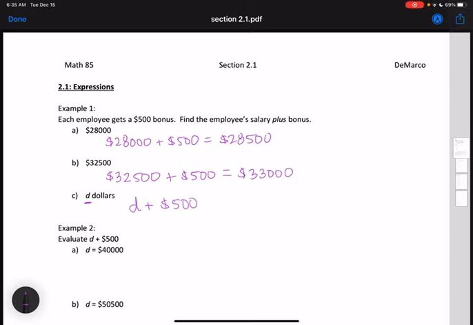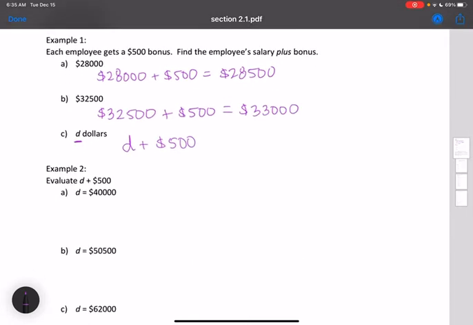Okay, and we don't have to worry about it equals Y or equals X or something because that would be an equation and we're just looking at expressions. So equations have an equal sign, expressions don't. In parts A and B, we had the equals just because we were simplifying it. Okay, so it's still an expression.